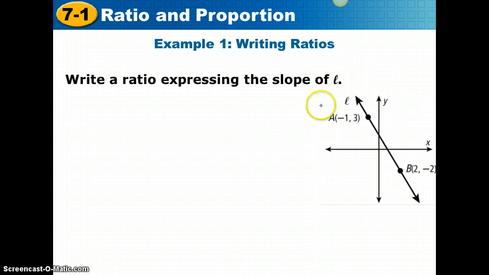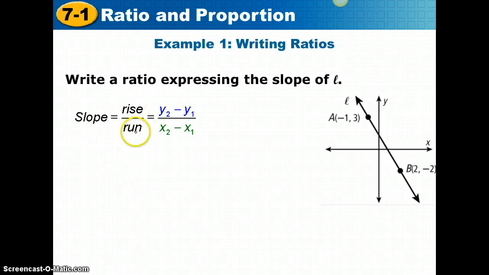So let's start off by applying ratios to something we've already talked about. We were to write the slope of line L, having points A and B, as a ratio. Well, we've done that many times. Remember, slope is rise over run, the ratio of rise to run. We can use this formula to find that. So we are going to talk about the rise, y2 minus y1, and fill in what we know.